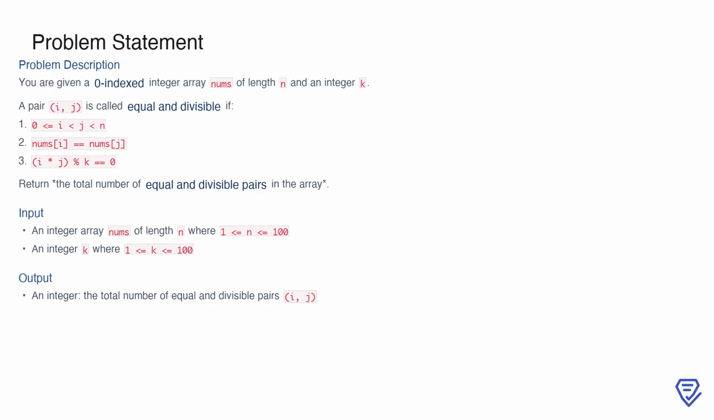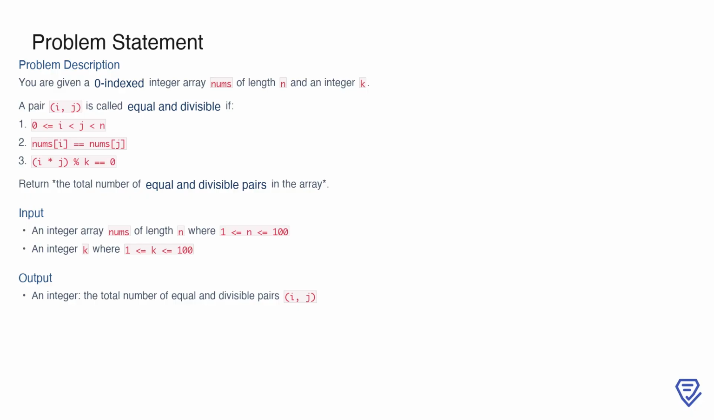First, the indices must satisfy 0 <= i < j < n, meaning i has to be smaller than j. Second, the elements at these indices, nums[i] and nums[j], must be equal. Finally, the product of the indices i * j must be divisible by k. Once we identify all such pairs in the array, we need to return the total count of these valid pairs.